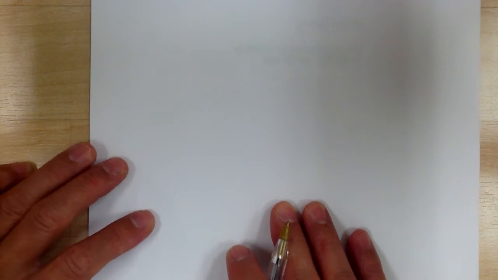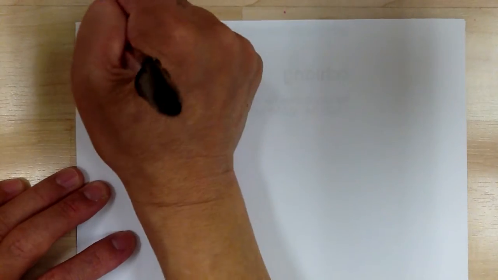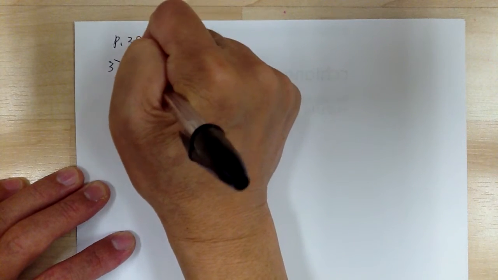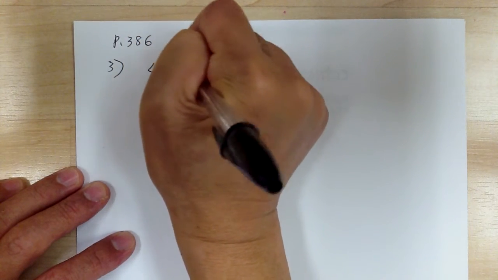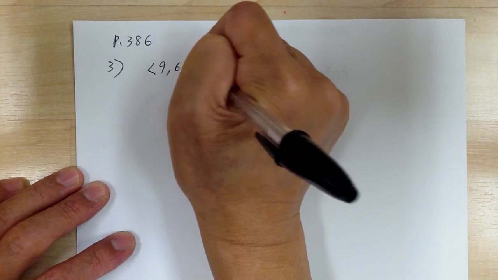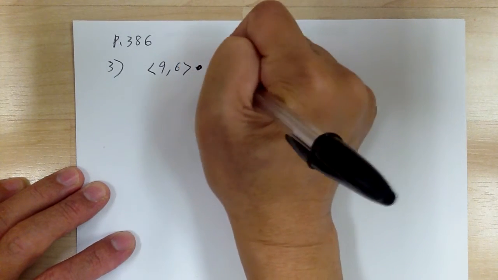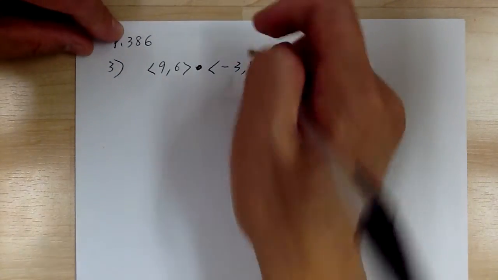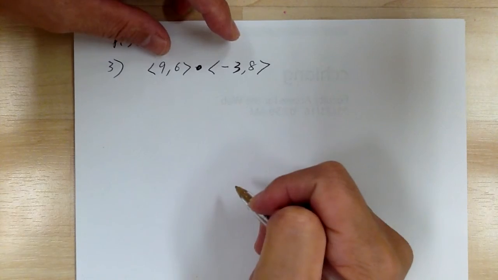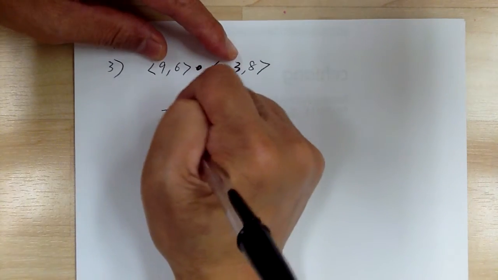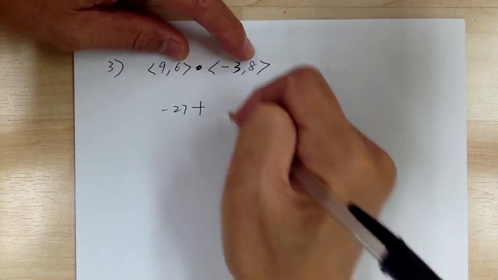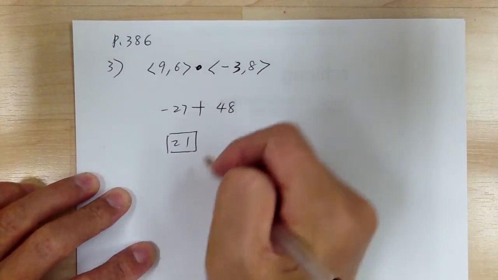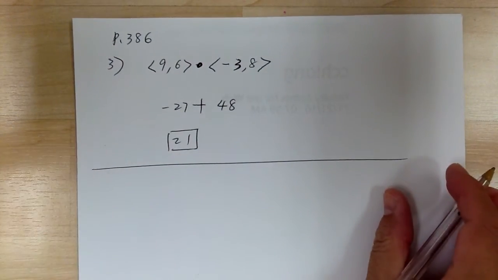Okay, let's go to page 386. Number 3. You have the vector 9, 6, and this is a dot product, so you want to times it by negative 3, 8. The dot product, you just multiply the corresponding numbers and you add. So 9 times negative 3 is negative 27, plus 6 times 8 is 48, and so your answer would be 21. So just add.